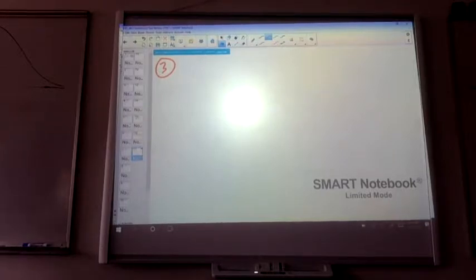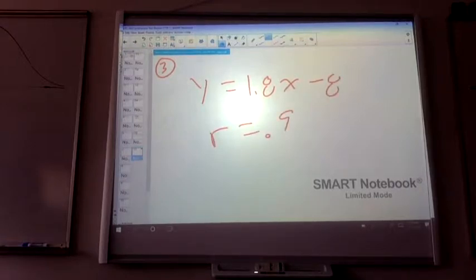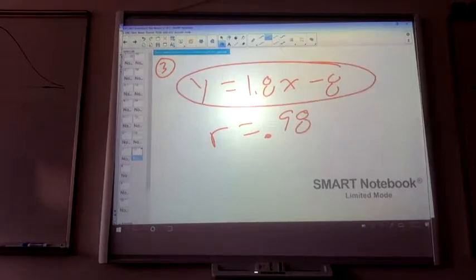the correlation coefficient, so that's R. By plugging this into my graphing calculator, and I'm not doing it on the screen, I'm just doing it here by hand, it looks like we get y is equal to 1.8x minus 8, and we have an R value of 0.98. Okay? So this is the line of best fit that the calculator spits out. It has an R value of 0.98.